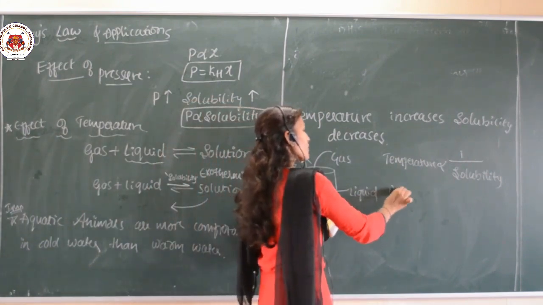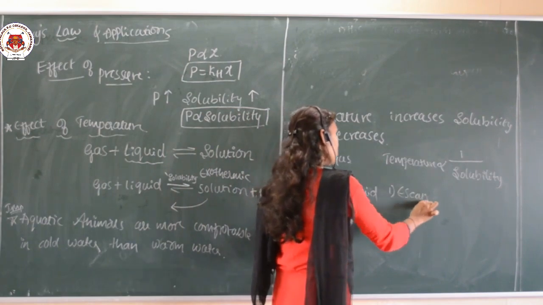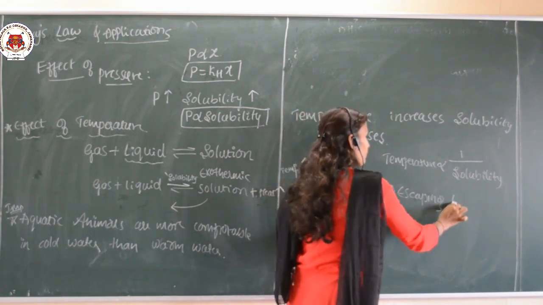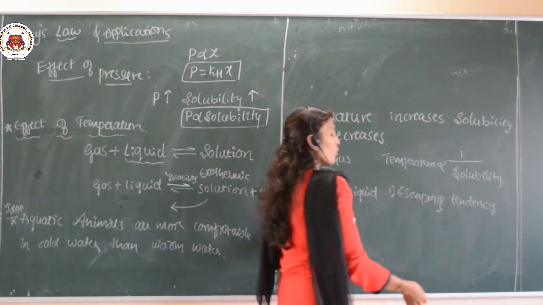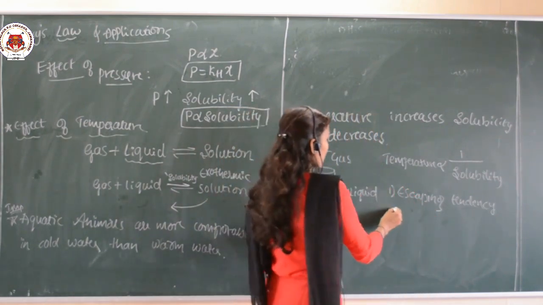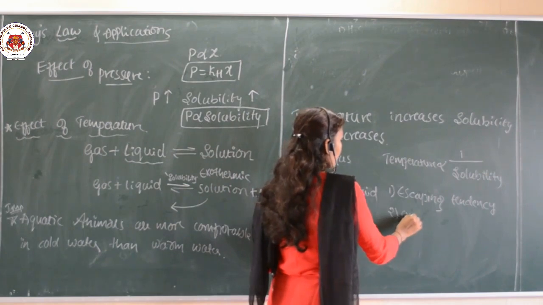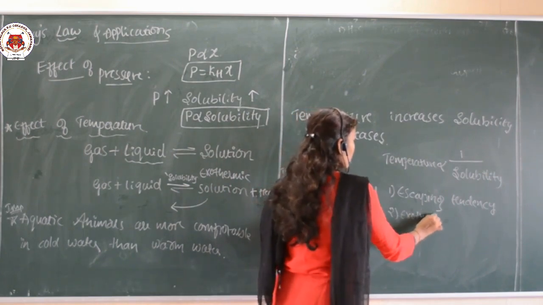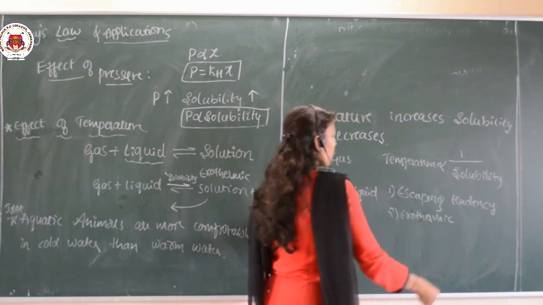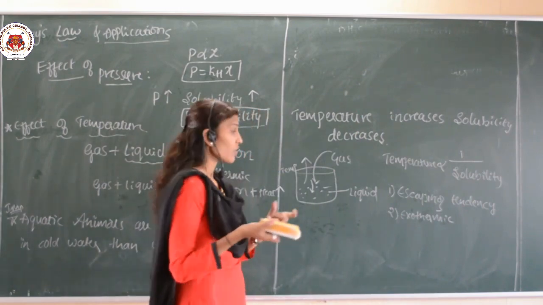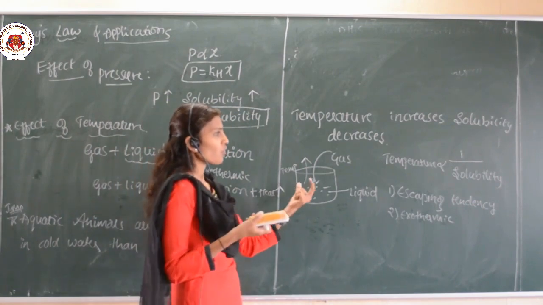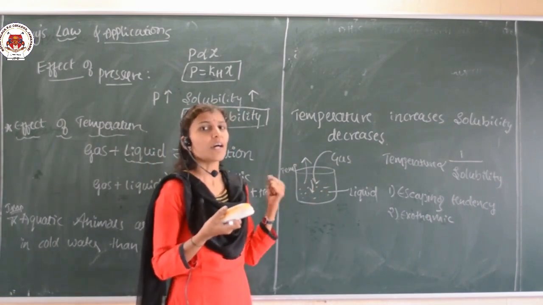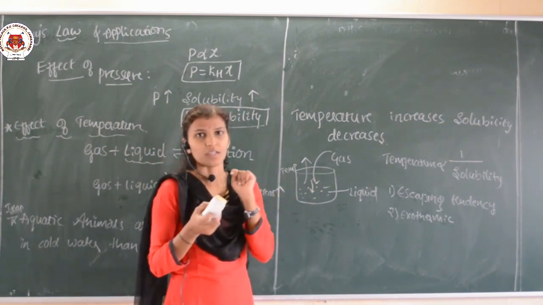So as I increase the temperature, you can give two reasons. One is the escaping tendency of the molecules, and the second one is that as it is an exothermic reaction, according to Le Chatelier's principle there is a backward reaction preference. So the solubility decreases as the temperature increases.